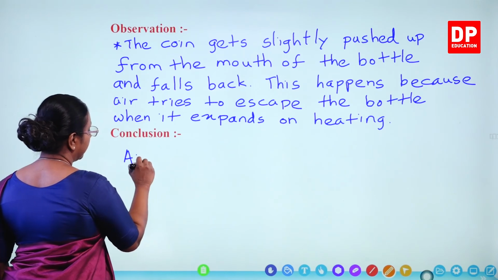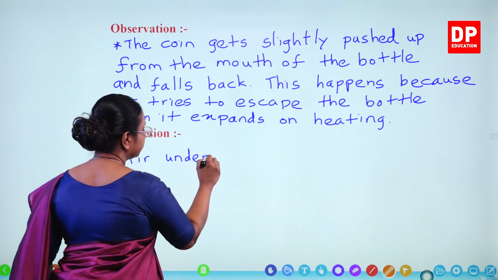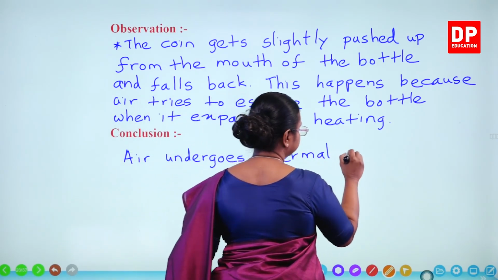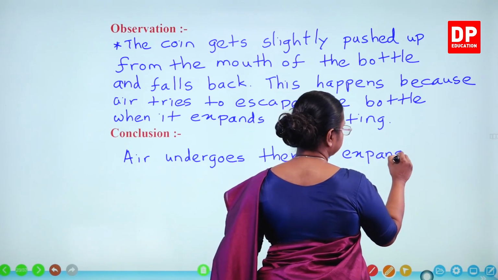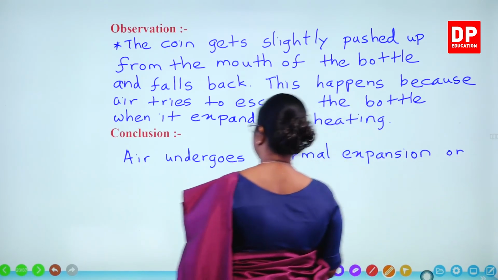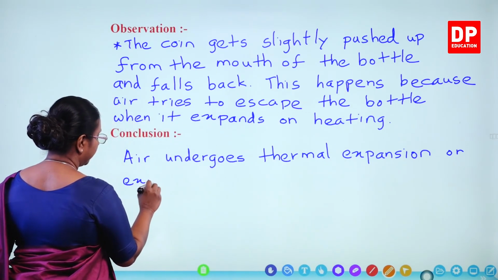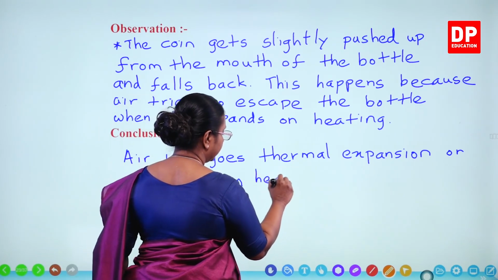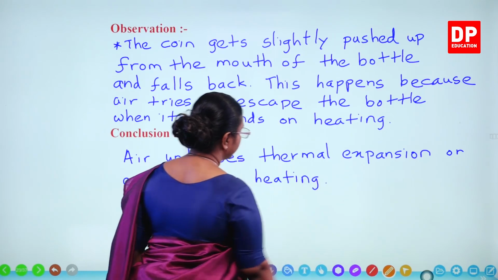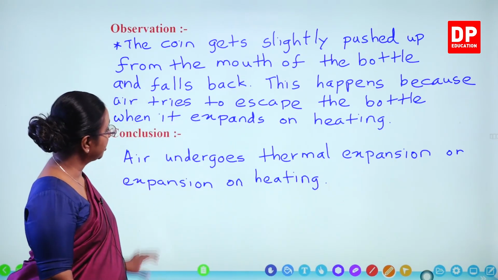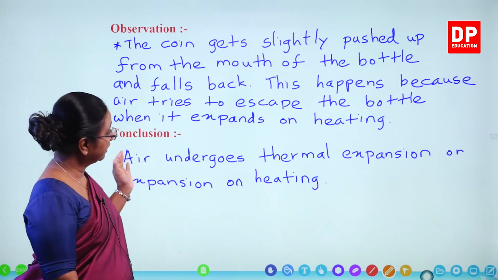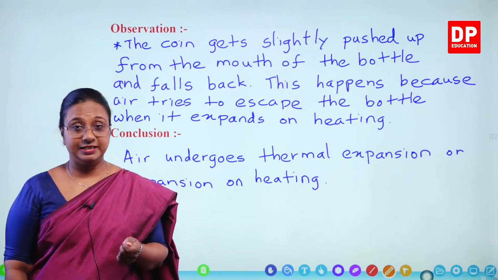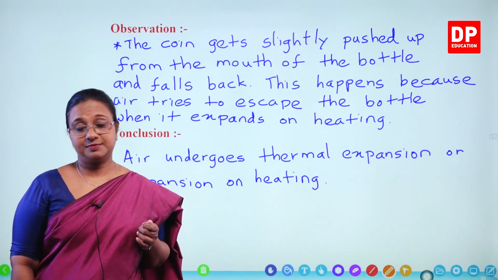So air undergoes thermal expansion, or you can say expansion on heating. So that is another observation that you see, or another activity that is used to explain the expansion of air on heating. So where do we use this?